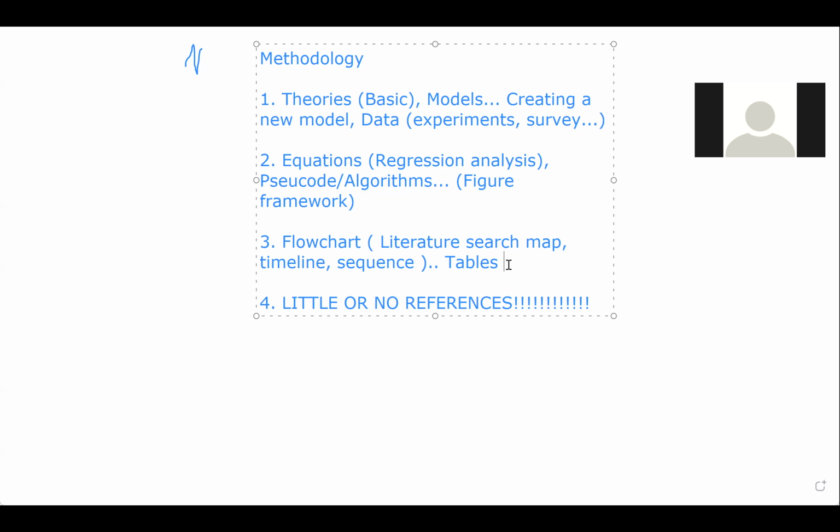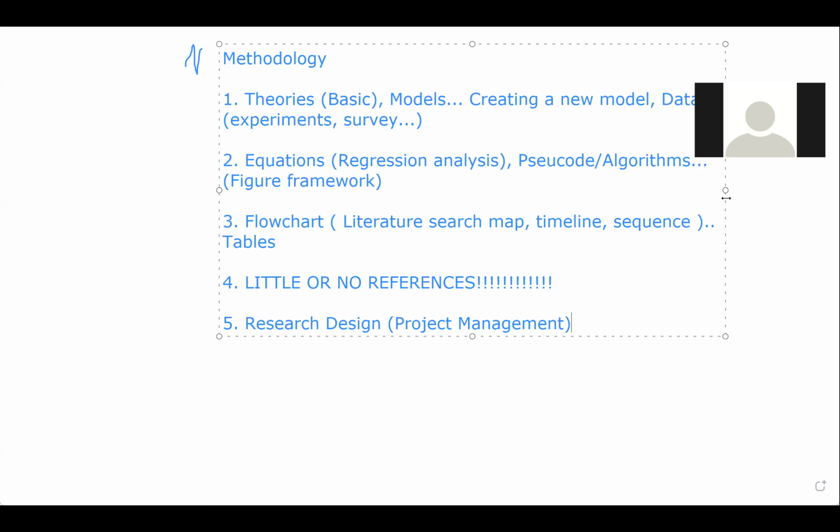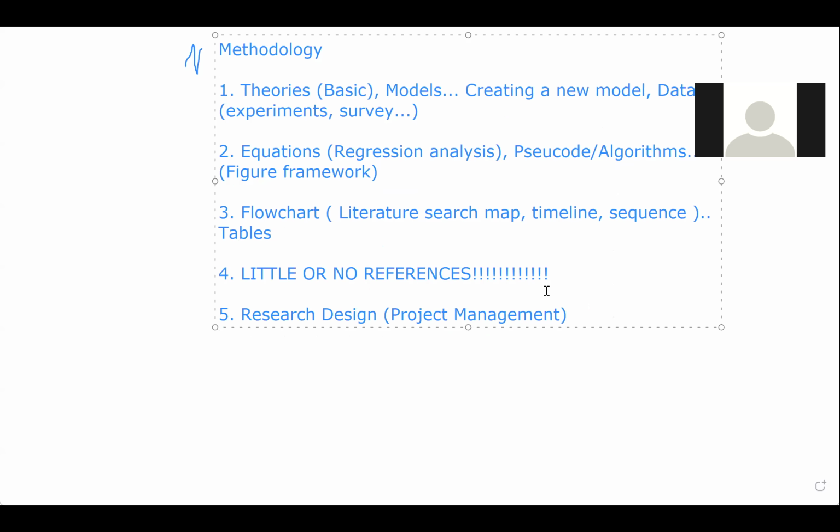So maybe I should write research design somewhere. Methodology also involves the research design. So how am I going to do the whole research? It's like project management, kind of. Every research is like a project. So how will you manage your project in terms of timelines, personnel, resources, what do I have now, what do I need to do, where do I need to go, who do I need to contact? Should I collaborate? All these things should come in your methodology.